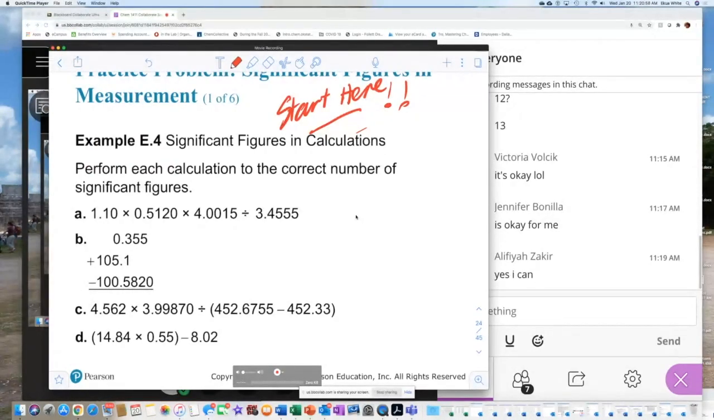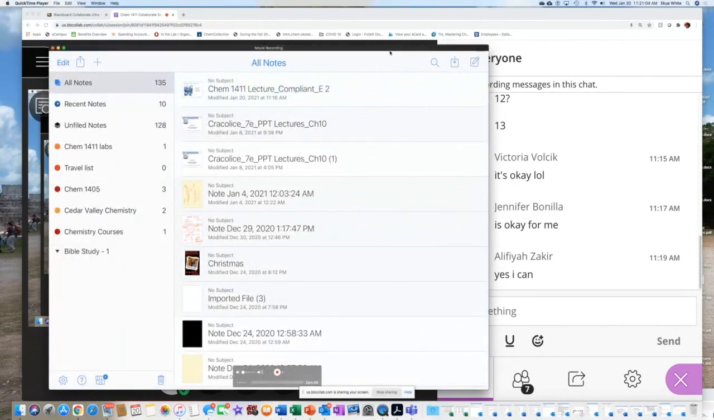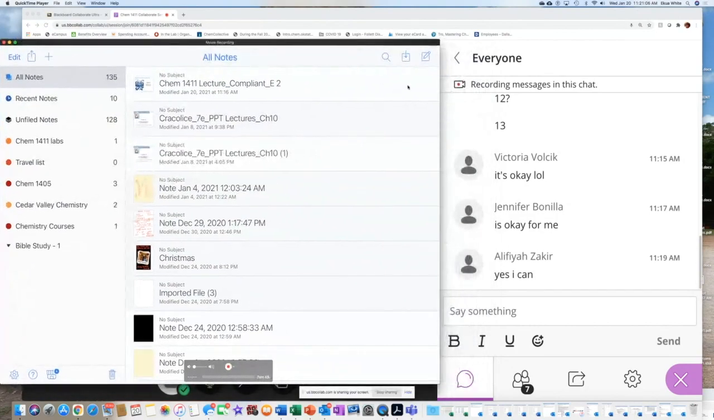Oh, before I log off, since you guys are still here, there's something I wanted to show you. Somebody was asking about graph paper. You can see all the stuff I do, right? Guys, I really do have a life outside of chemistry.